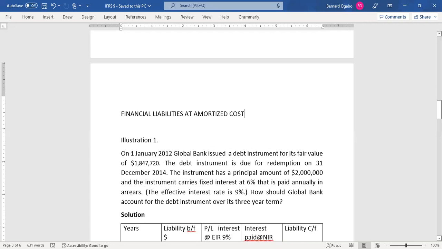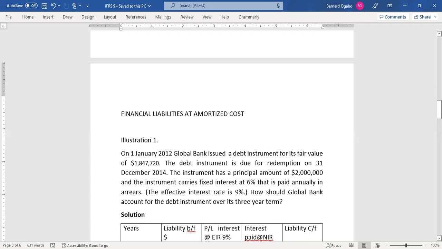So the effective interest rate method is used when we want to allocate interest received or paid over the life of an asset. And when you discount this asset over the period of an instrument, it takes you back to the initial carrying value of that instrument.